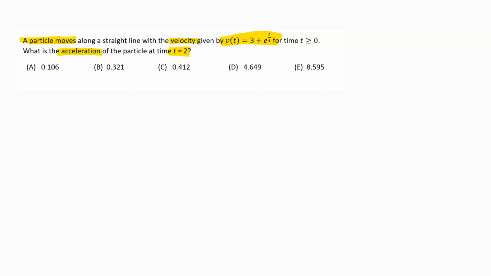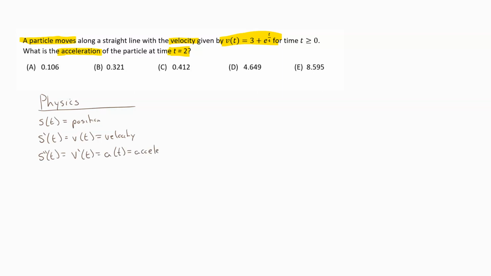So what we've got to remind ourselves of is our physics relationship that we should know by the back of our hands. Remember that if we start off with an initial function that is our position function, then the derivative of position is velocity. And then the second derivative of position, or the first derivative of velocity, is equal to acceleration. And that's what we're looking to find out here.